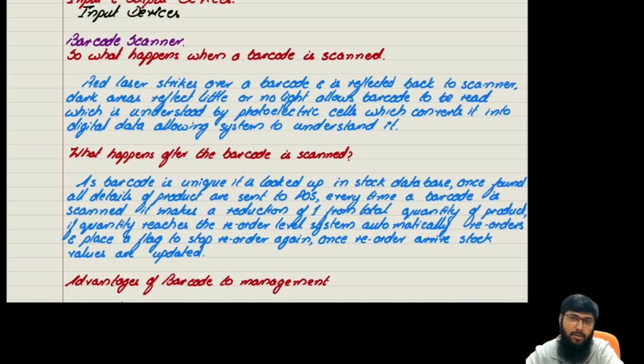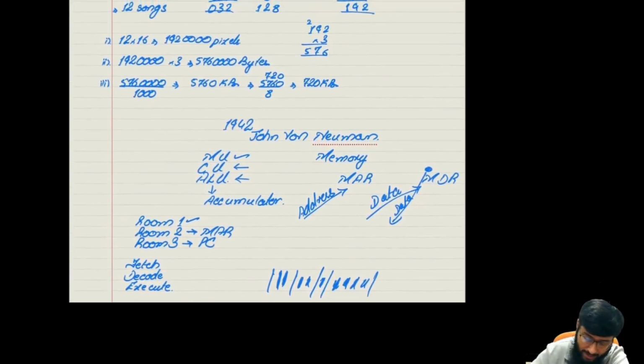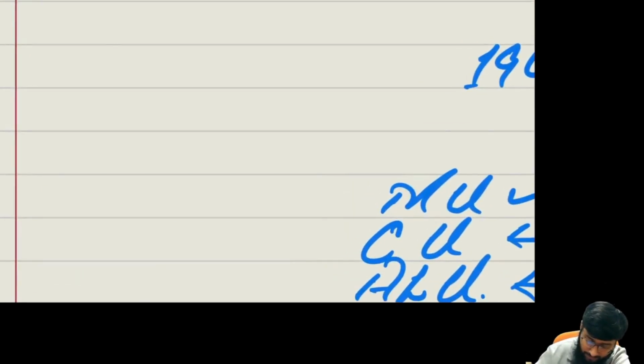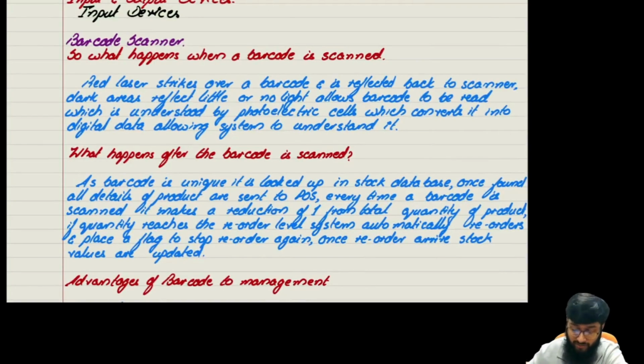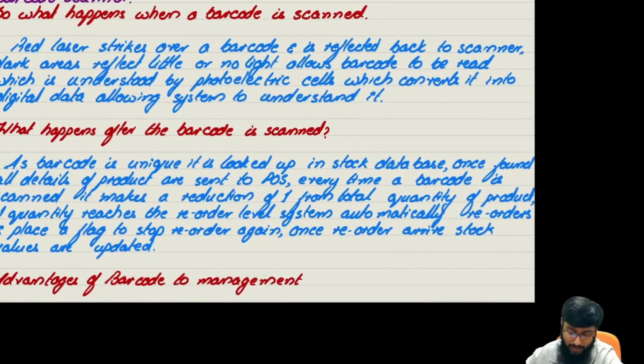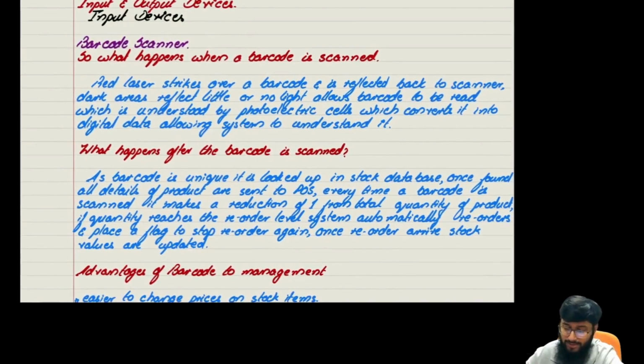As soon as the barcode is found, there is a subtraction, a decrement of 1, because once that barcode has been scanned, that means there is a reduction of 1 in the total quantity. For example, say the total quantity of the stuff right now was 100. Once it has been scanned, it will be reduced to 99. So each time the barcode is scanned, there is a decrement of 1, so that there is no chaos and the product should not go out of stock. Once found, all details of the products are sent to the POS.